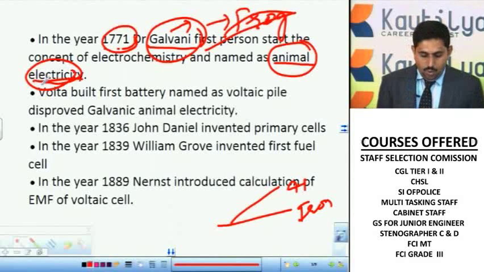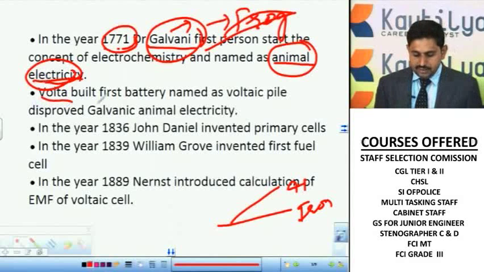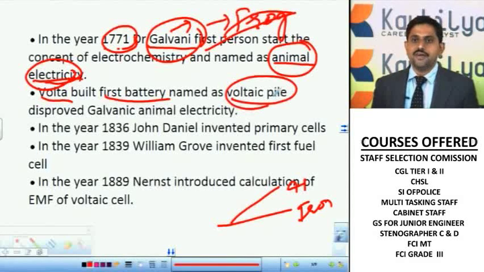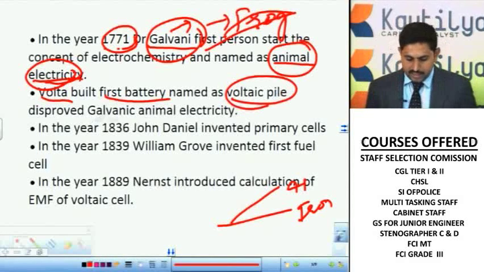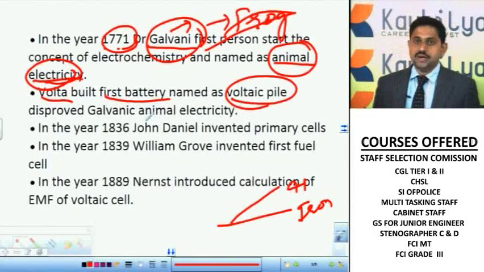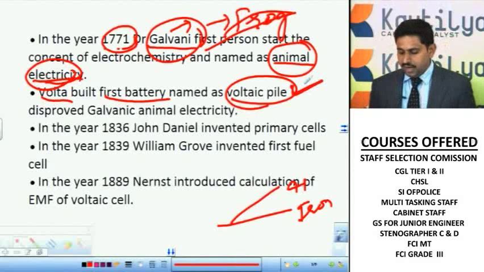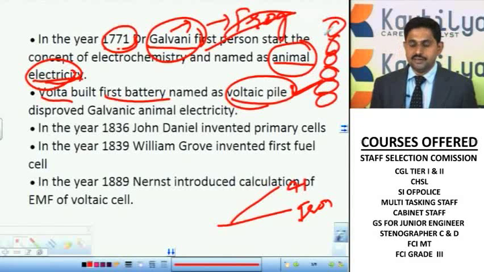Next one, Volta. Volta built the first battery and named it the voltaic pile. After the discovery of the voltaic pile, he disproved the galvanic theory that it is animal electricity. He discovered it with different kinds of metal, using some carbon and some cotton plugs. The first primary battery was made by Volta. It is called a voltaic pile. Pile means an arrangement of coins one above the other in a systematic order.